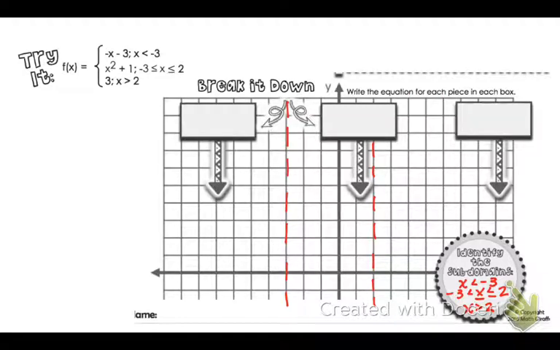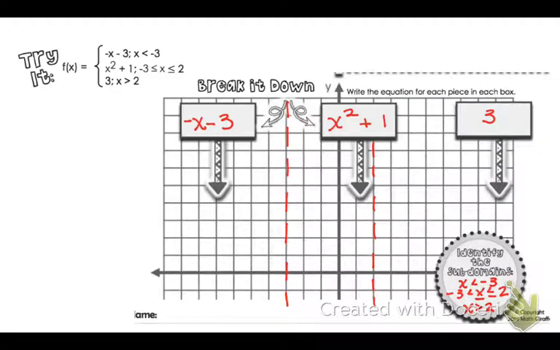So I'm going to label in these boxes at the top. When x is less than -3, I'm graphing the function the opposite of x minus 3. So it's a linear function there. In the middle section of the graph, we're going to be graphing the function x squared plus 1. And then the last part of the graph, when x is greater than 2, I'm graphing the constant function of 3.